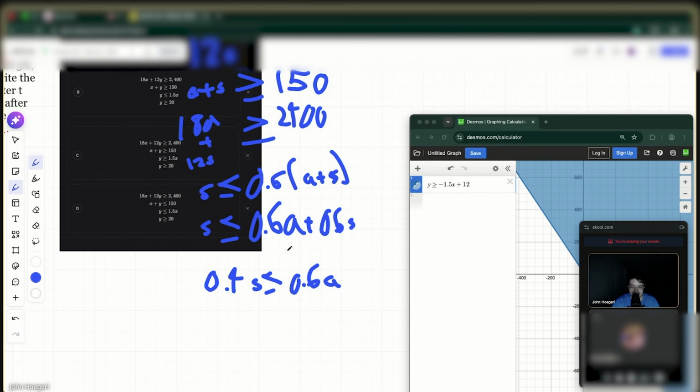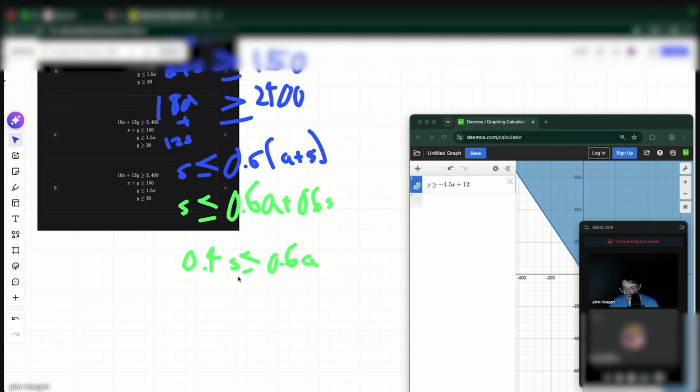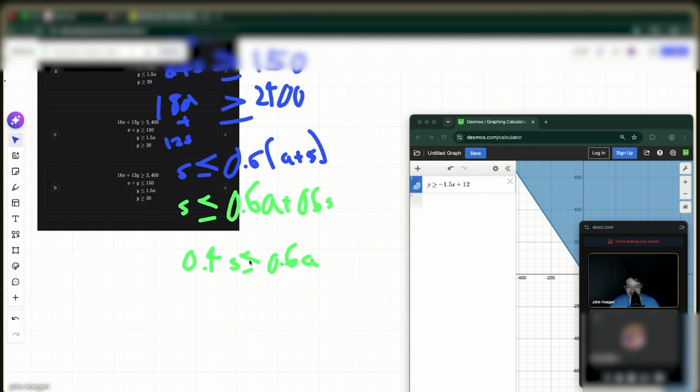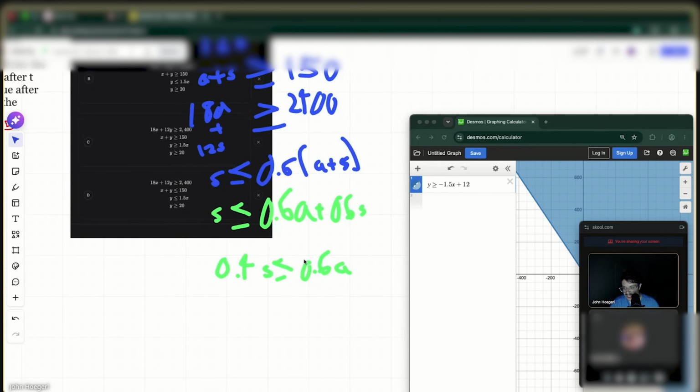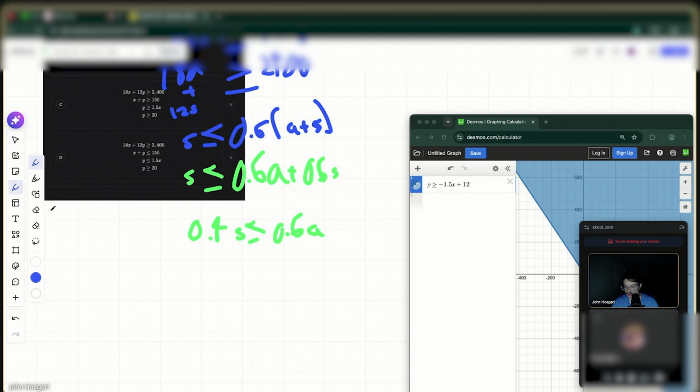So hopefully this still makes sense. All I'm doing here is algebra on this original thing. In fact, let me go ahead and change the colors for this one. So yeah, this is basically the equation: 0.4S must be less than or equal to 0.6A. But you can see here, we still don't have anything that looks like that. So I have to do a little bit more algebra.